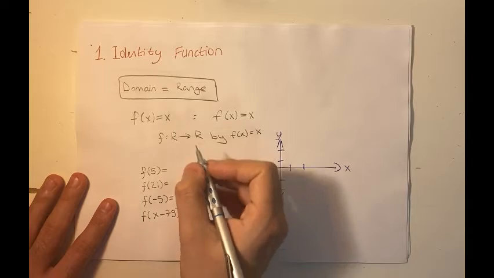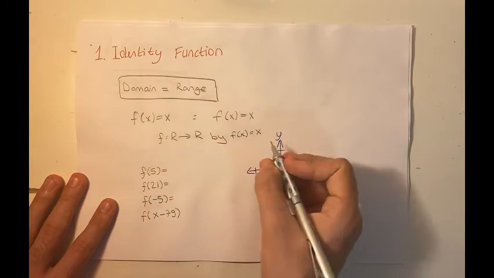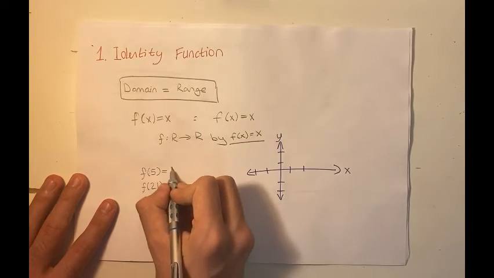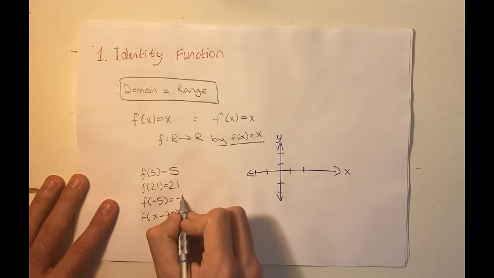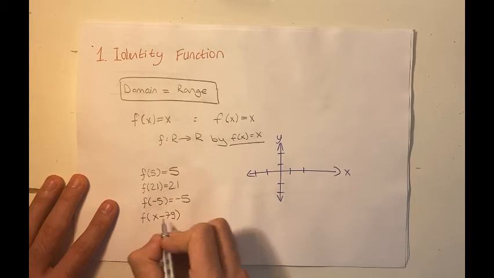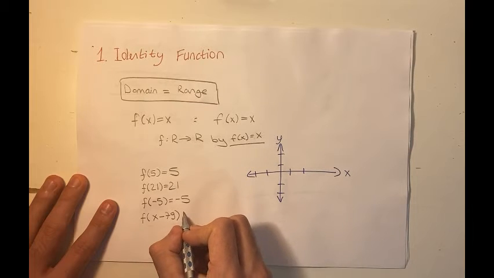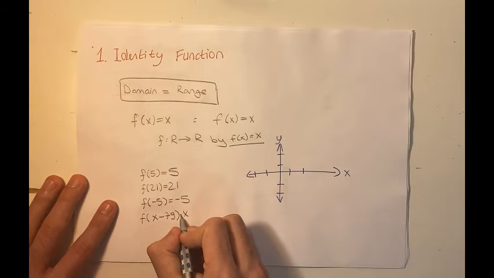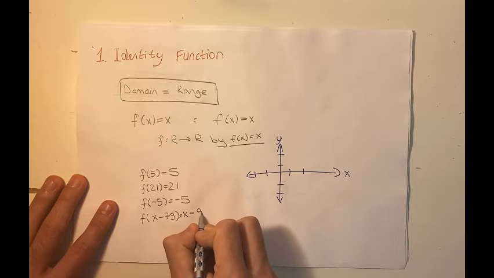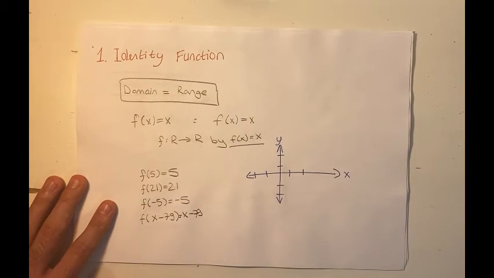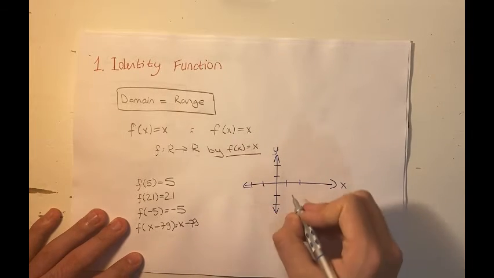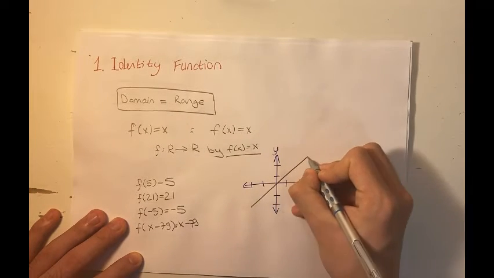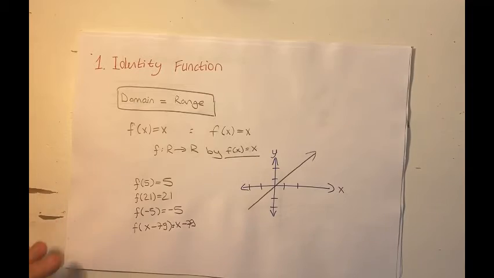f(5), if it is considered as an identity function written as here, it will be 5. f(21) is 21. f(minus 5) is minus 5. f(x minus 79) will be x minus 79. On graph, it will be shown as a linear graph like this.